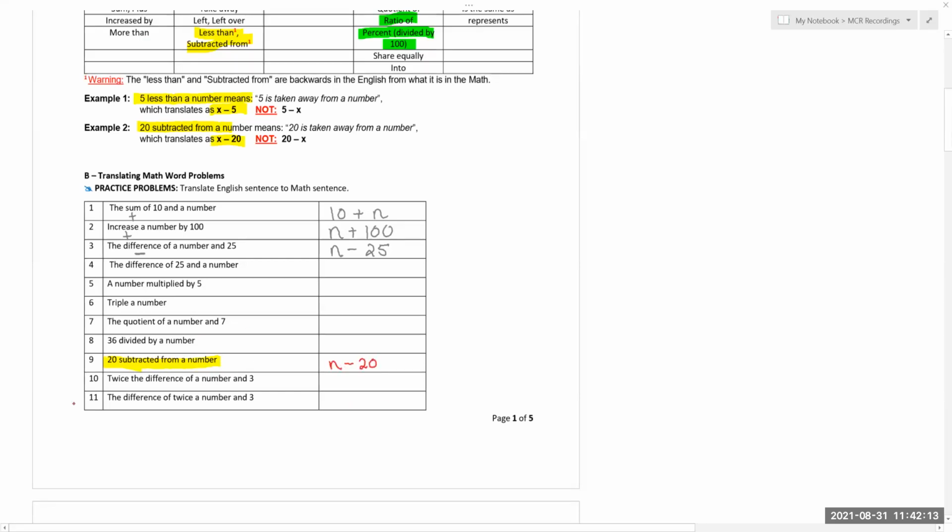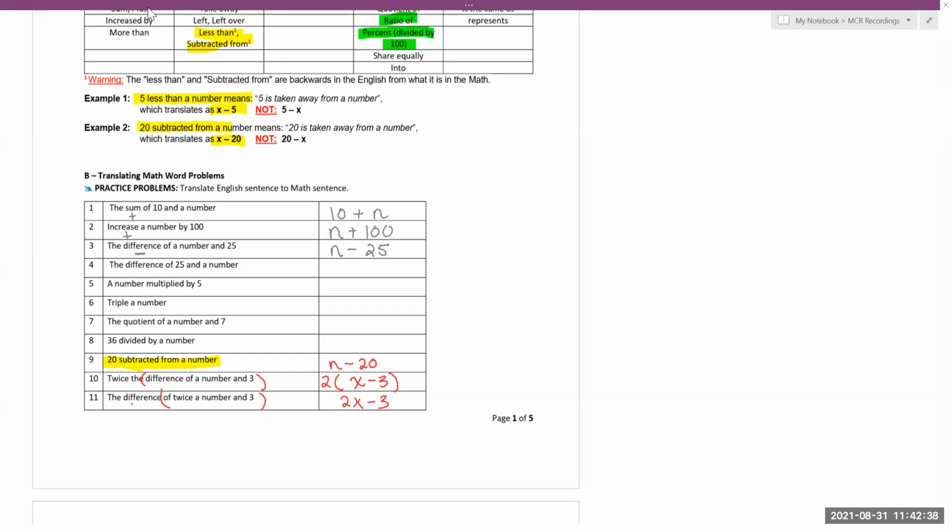Think of N as your bank account. You're taking 20 away. You're subtracting 20. If I do twice the difference of a number and 3, there's kind of parentheses here. So it's the difference of a number and 3, but I'm doubling it. Whereas this one is the difference, and then that's in parentheses, twice a number and 3. So just note the 2 different ways you might write them.